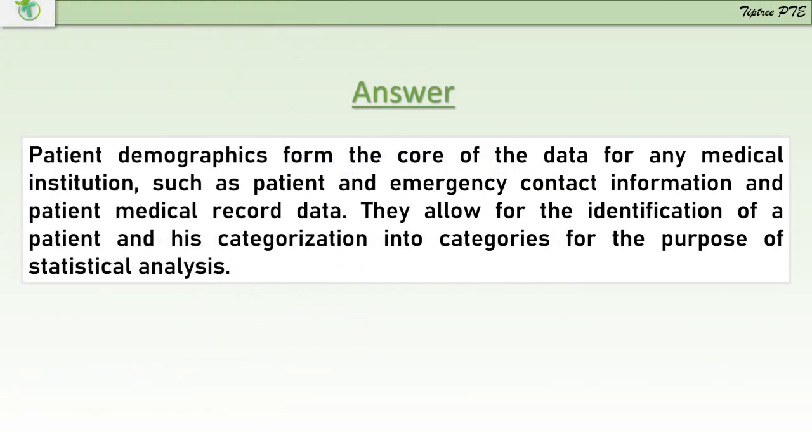Patient demographics form the core of the data for any medical institution, such as patient and emergency contact information and patient medical record data. They allow for the identification of a patient and his categorization into categories for the purpose of statistical analysis.